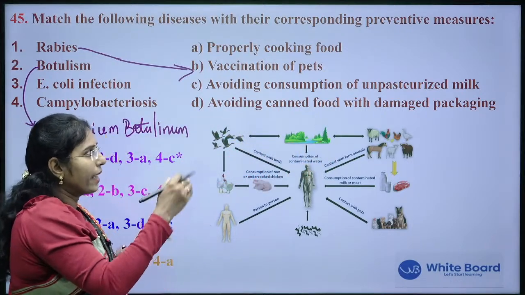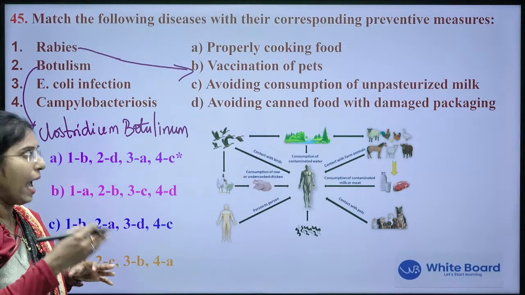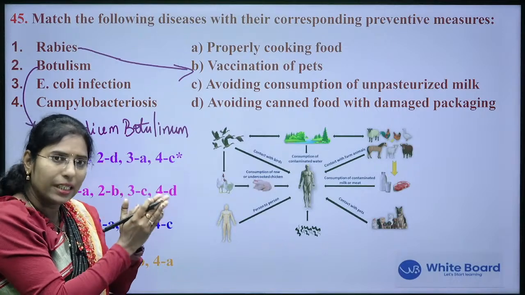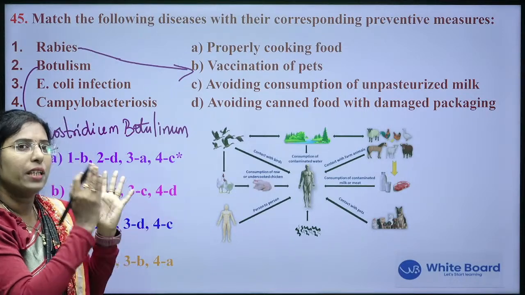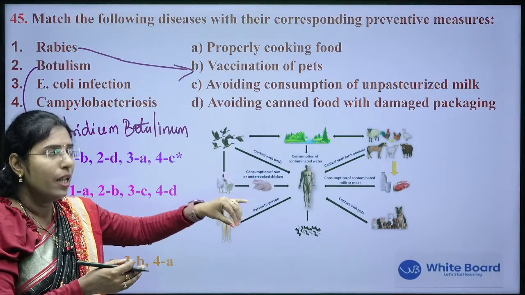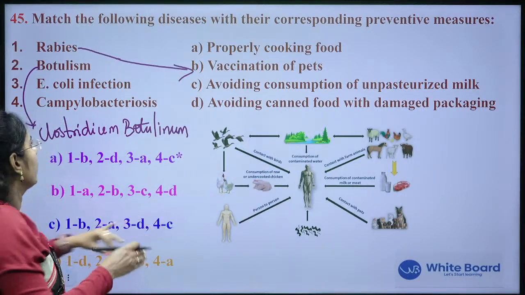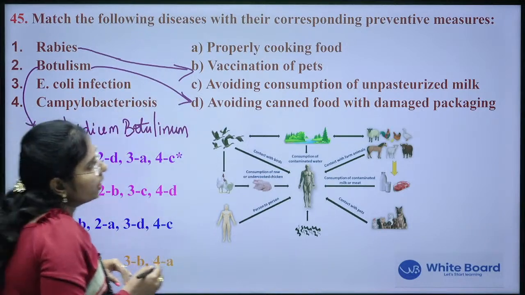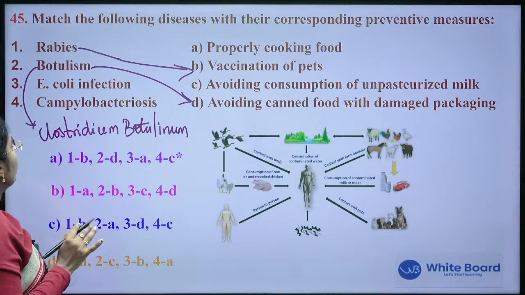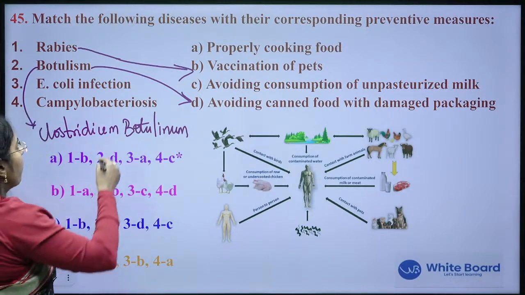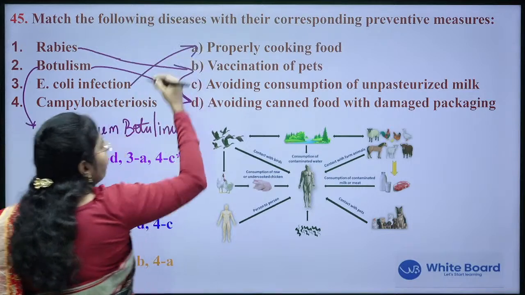Canned food means that by the canning process, they prepare the food, apply heat, and sterilize it. If it gets damaged, then there is a chance of Clostridium botulinum entering it, which leads to poisoning. So, botulism: avoid canned food with damaged packaging. Next one is E. coli infection, that is Escherichia coli infection. This can be overcome by properly cooking the food.